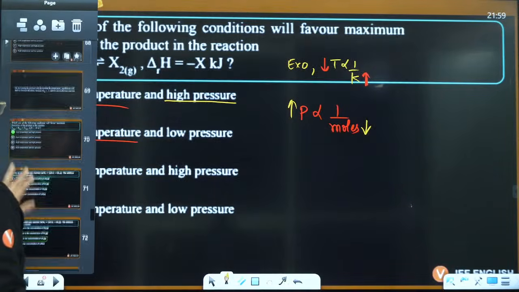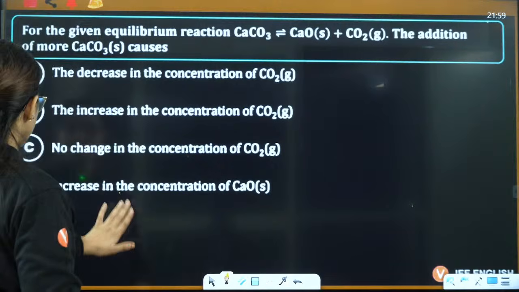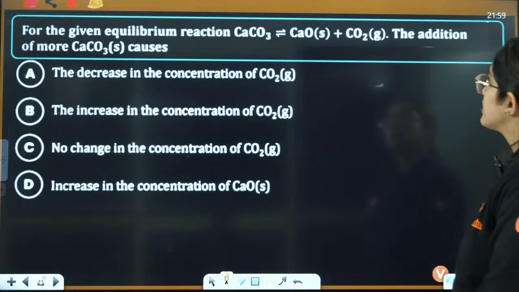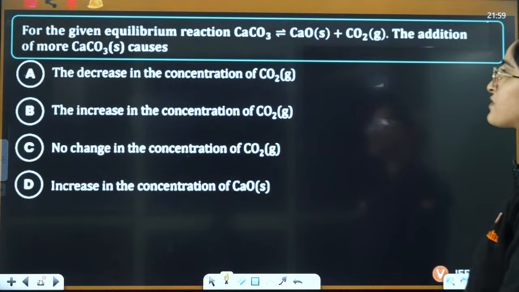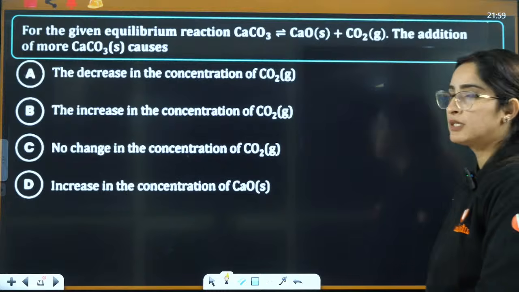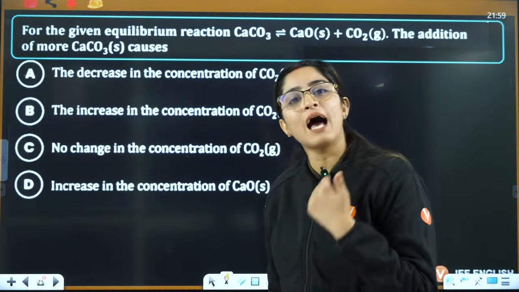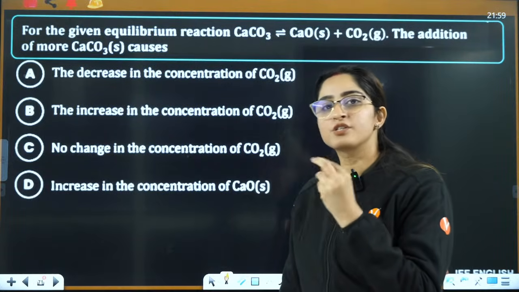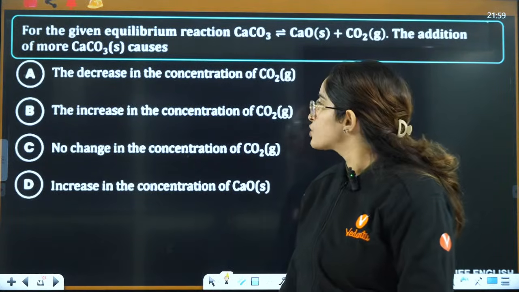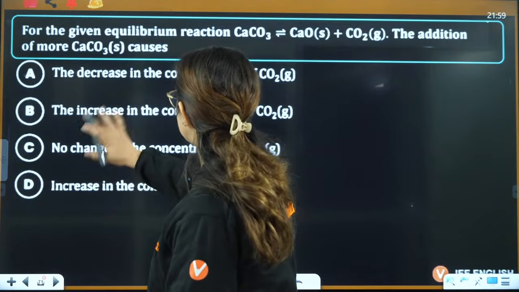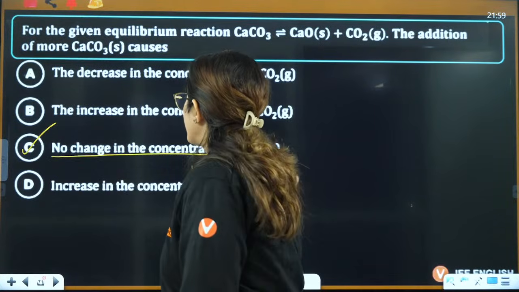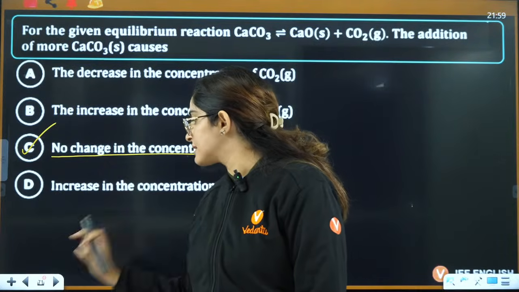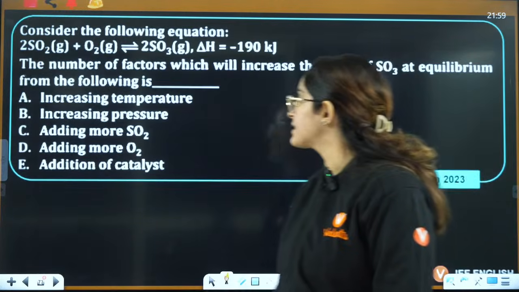Okay. Then the next question is, for the given equilibria, the addition of more CaCO3 causes what? I told you a solid will have no effect. When you increase or decrease the concentration of a solid, it will have no effect. So CaCO3 will decrease, increase, no. It will cause no change here. So C is the correct answer here, right?